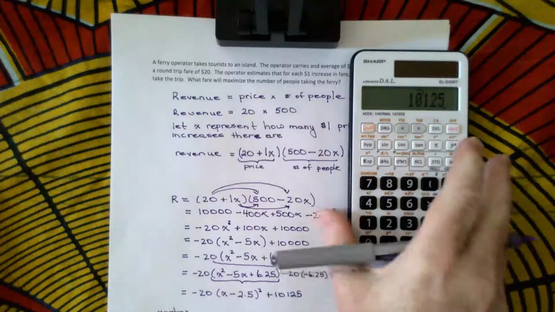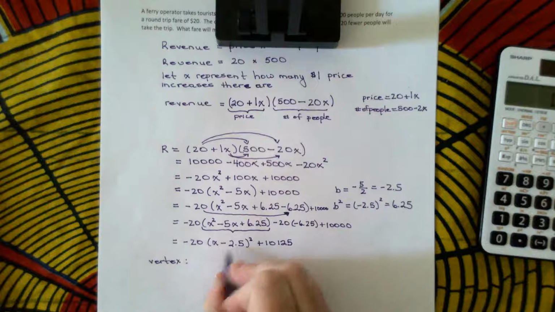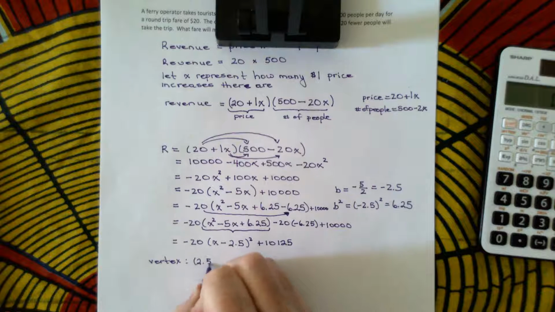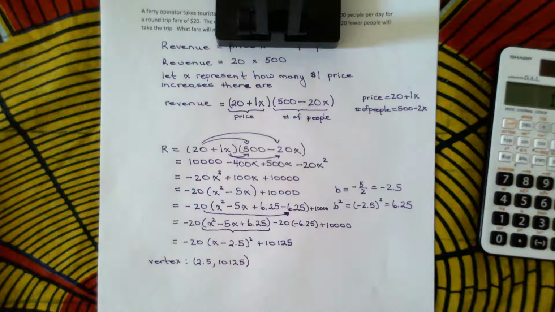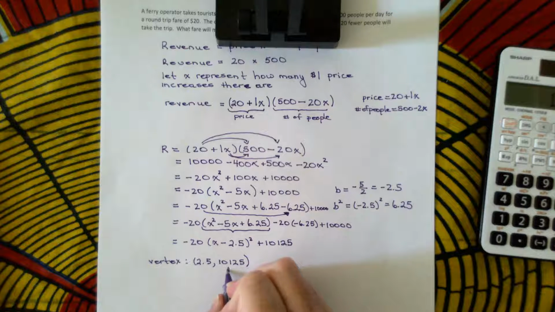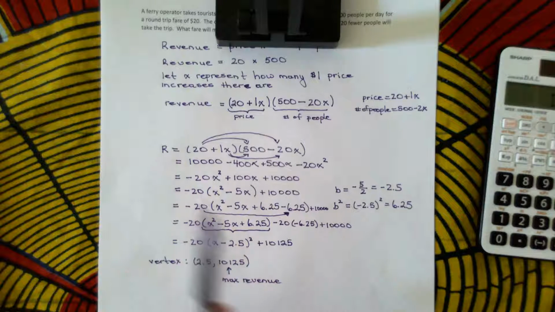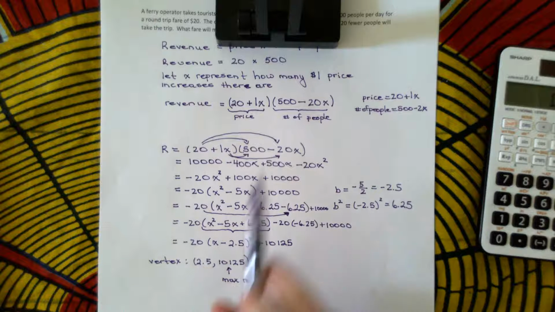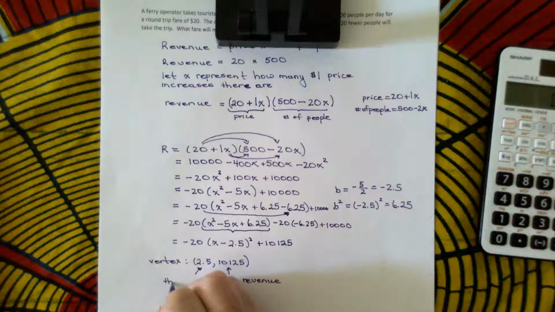I don't think you can see that, so let me move the paper up. So I know that my vertex then is going to be 2.5 and 10,125. So the 10,125 is my maximum revenue, and the 2.5 is the number of price increases. So remember, this is your max revenue because it's whatever your R is, and then this is your X, and your X represents the number of dollar price increases. So this is the number of price increases.